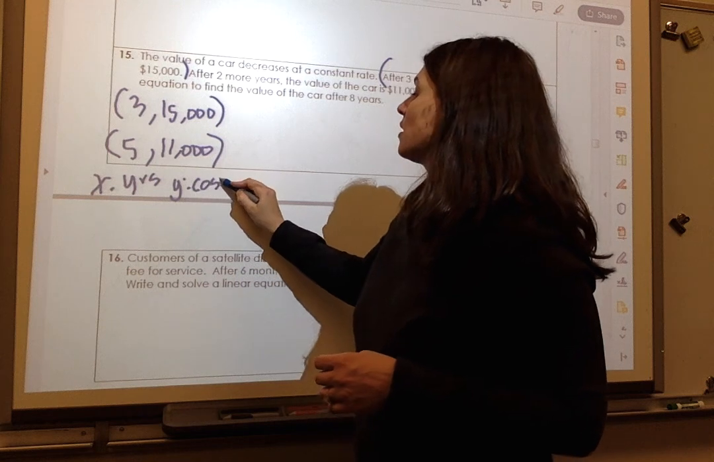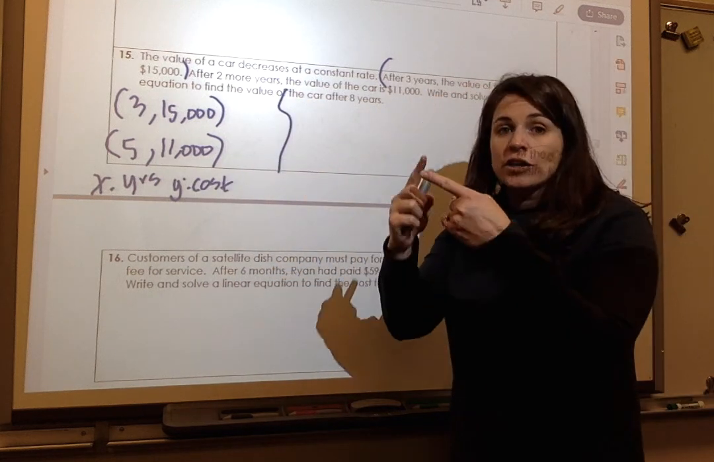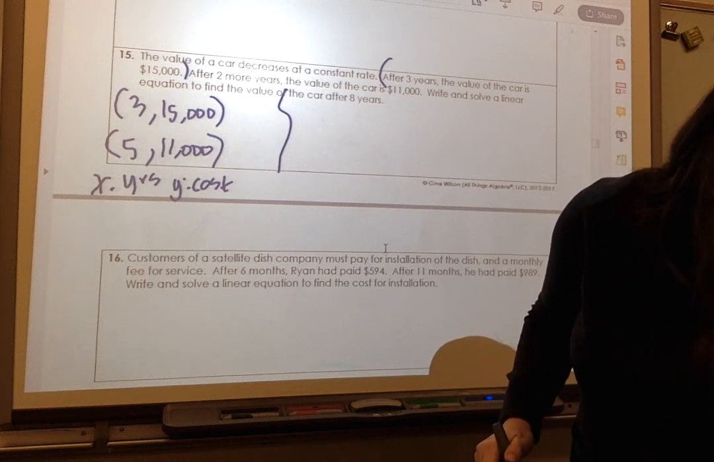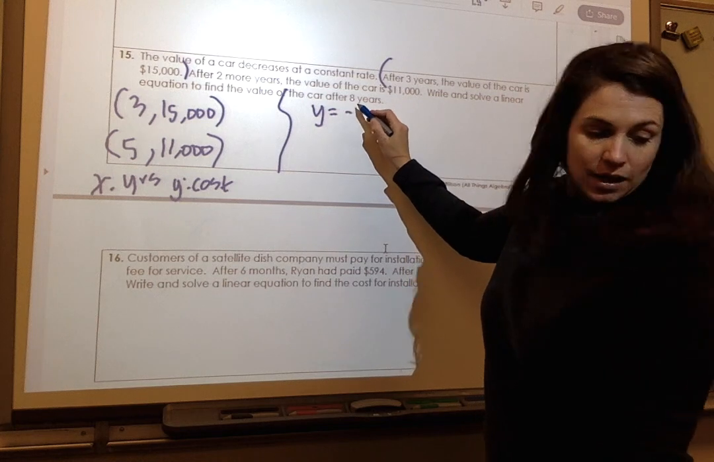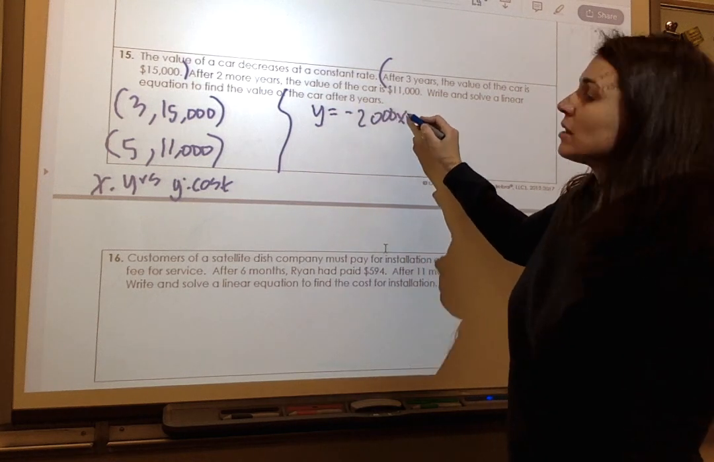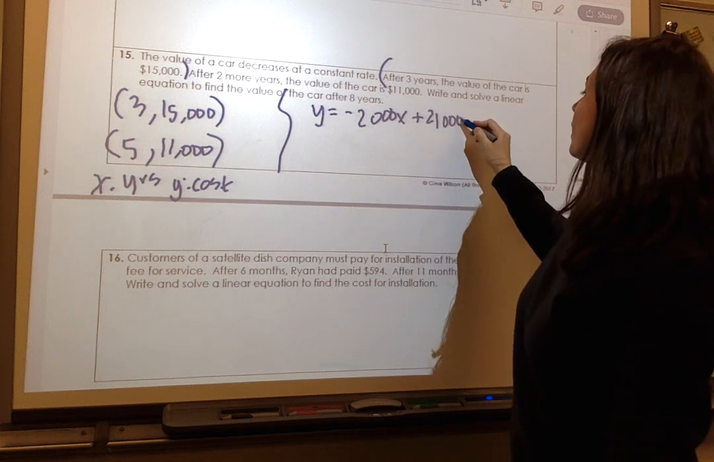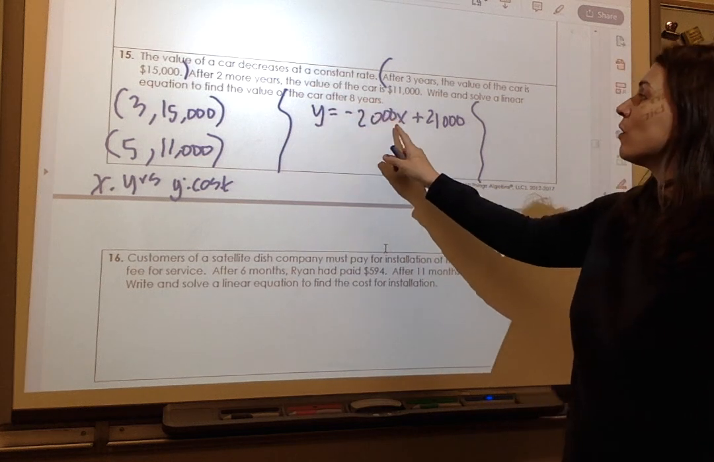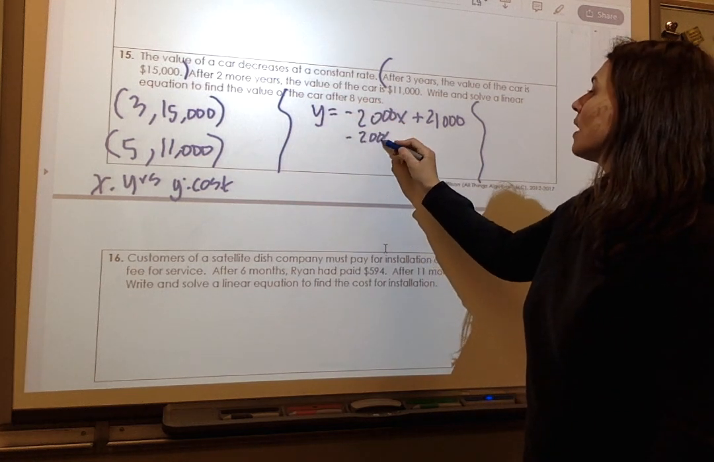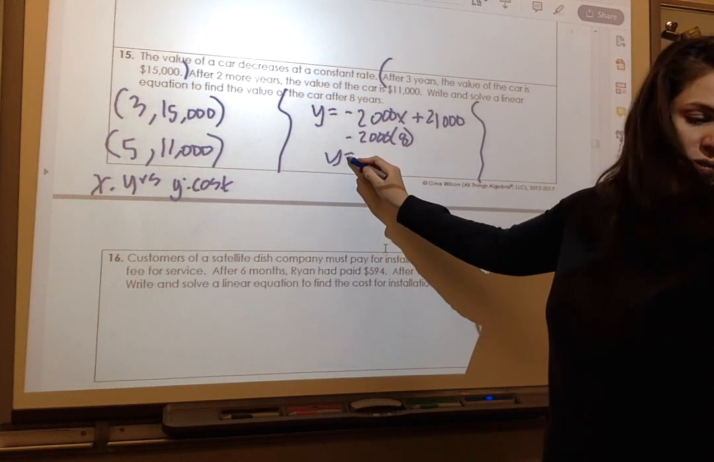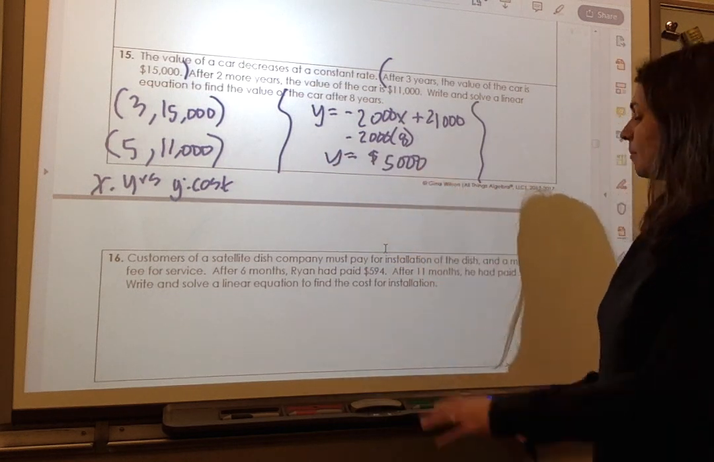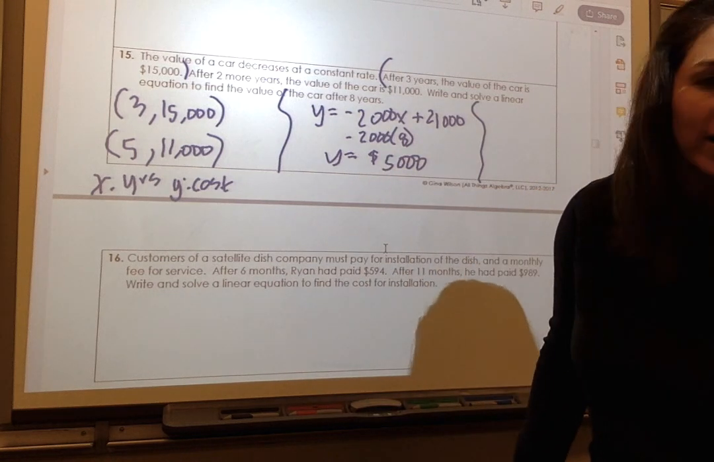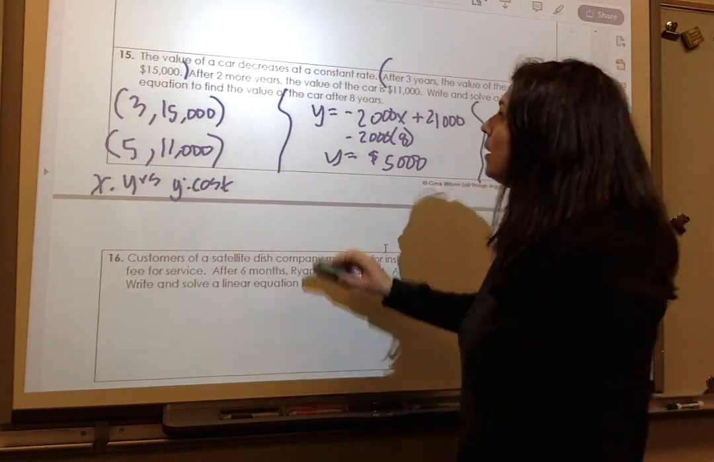Y stands for cost. So when you do the magic of finding your slope and your beginning point, your linear equation is going to look like this. Y equals negative 2,000x plus 2,100. That's what it's going to be. And so when you find the value after 8 years, x is years, so negative 2,000 times 8, and then your total cost is going to be $5,000. That's going to be the value of the car after 8 years. Okay? So that should take you through that one.